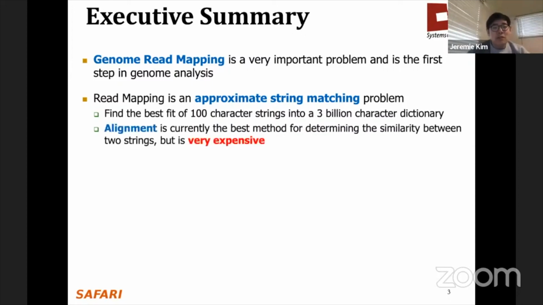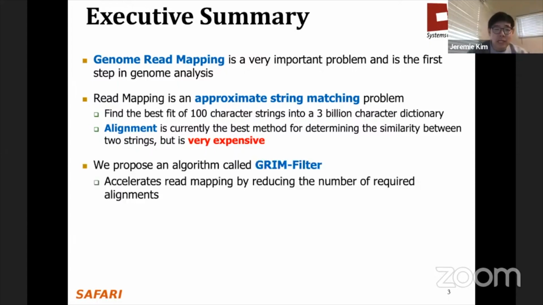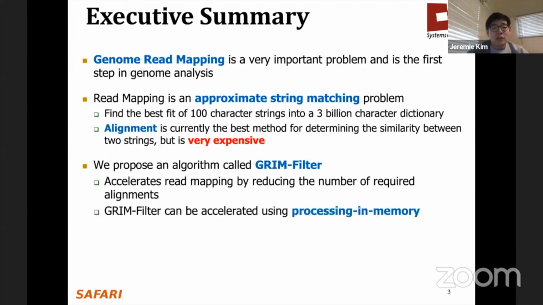So alignment is currently the best method for determining the similarity between two strings, but it's very expensive as it relies on an n-squared dynamic programming algorithm. And so we propose an algorithm called GRIMFilter, which accelerates the read mapping process by reducing the number of required alignments.